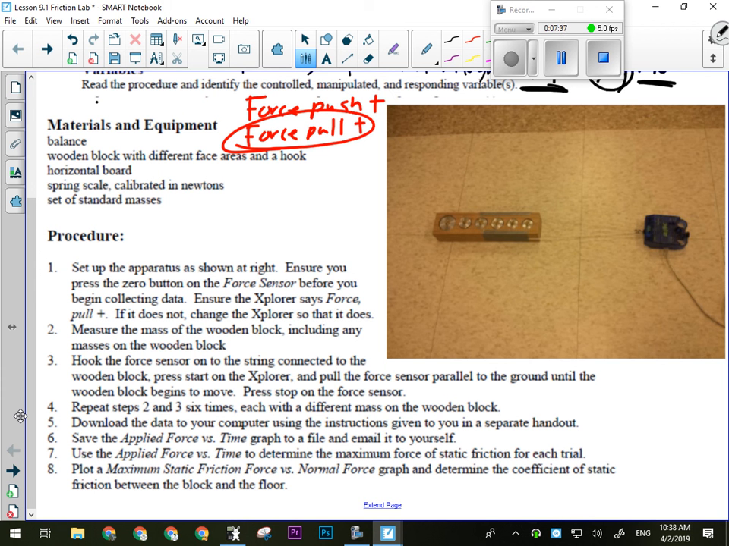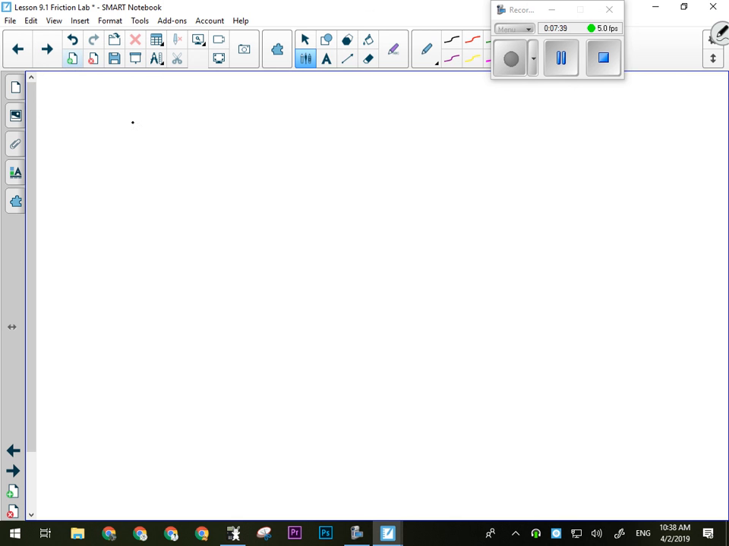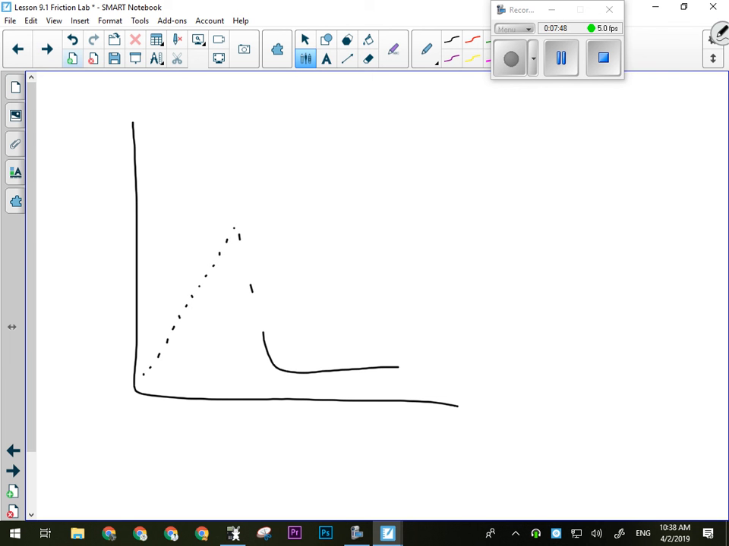What you should see on the graph that your phone shows is a rise like this, and then all of a sudden it'll drop. It should look like that. You're going to want to look at the data chart in order to do this. So you'll pick, here was my maximum force of static friction value. We'll just say it's 10 newtons. I don't know what it'll come out to, but let's say 10 newtons. So that would be trial 1. Trial 2 will be a different number.